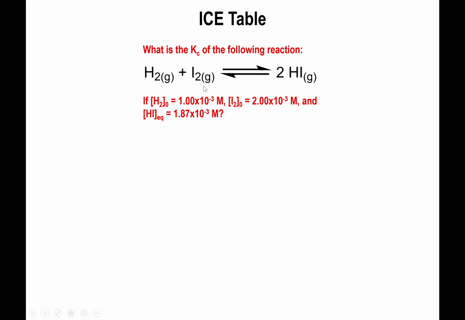For this particular problem, we're actually looking for the value of the equilibrium constant based on the idea that the initial concentration of H2 is 1 times 10 to the negative 3 molar. The initial concentration of I2 is 2 times 10 to the negative 3. And the equilibrium concentration of HI is 1.87 times 10 to the negative 3. So paying attention to those subscripts is going to be important.